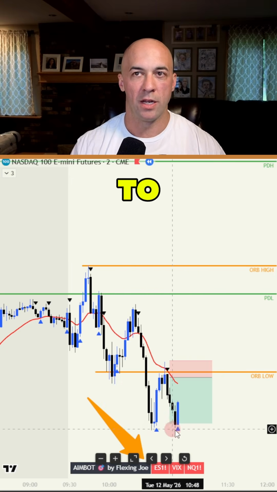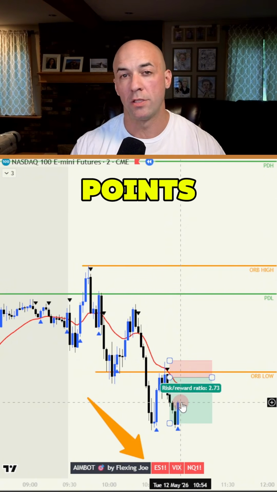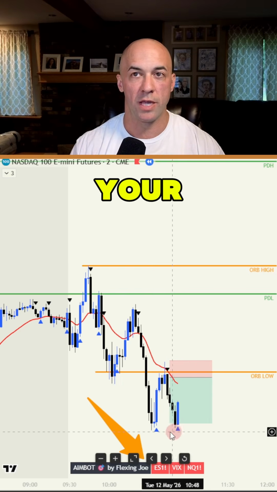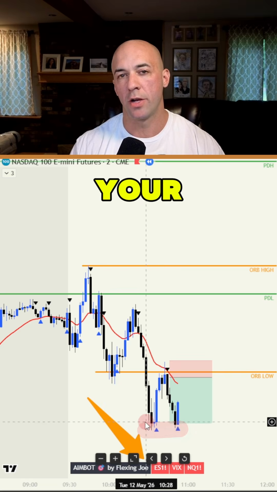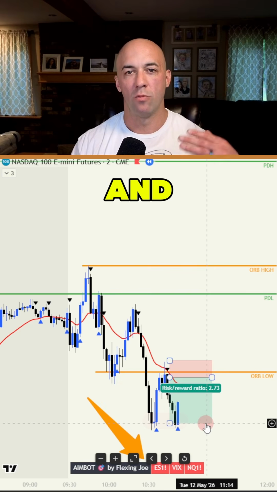This is why I like to set up my trades like this, because this pullback candle right here is 40 points on NQ. That's a pretty significant pullback when you are so close to your take profit if you set your target below low of day. So set your target just a little bit before and you'll find bigger success and more likely to hit that target.